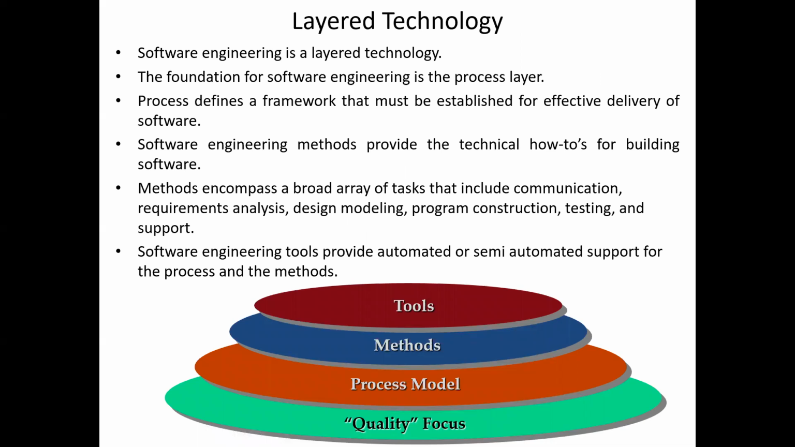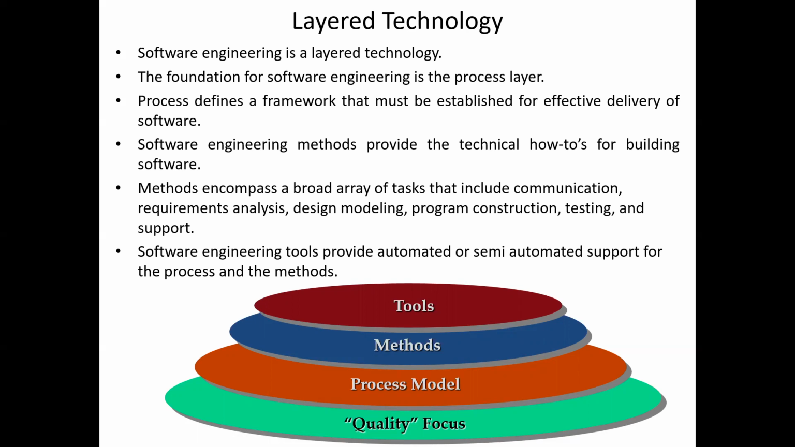As well as the layered technologies we follow for software development, the initial layer will be the tools, methods, process model, and quality focus. Software engineering follows layered technology, whose foundation is the process layer, and the process defines a framework that must be established for effective delivery of software. Software engineering methods provide the technical how-to for building software, and software engineering tools provide automated or semi-automated support for the process and the methods.